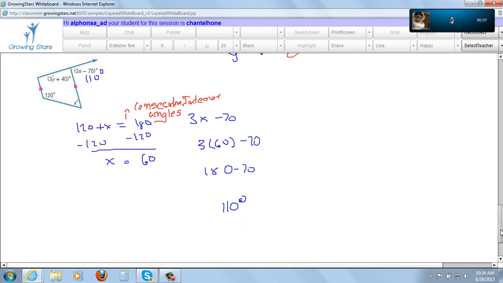Okay. Now it would be 3y plus 40 equals 110. Supplementary means 3y plus 40 plus 110 equals 180. Correct.